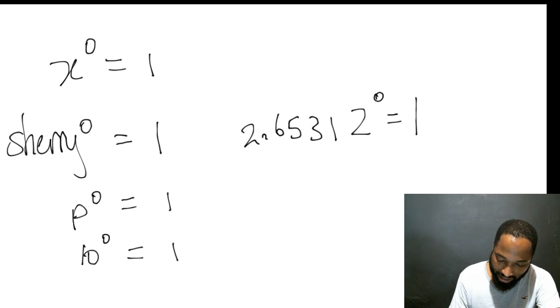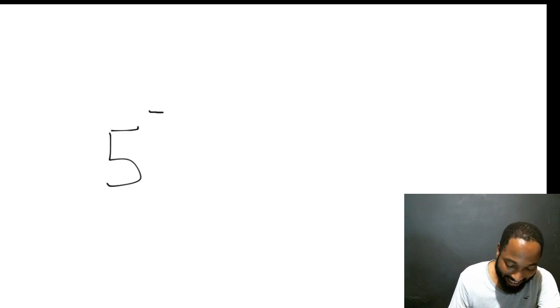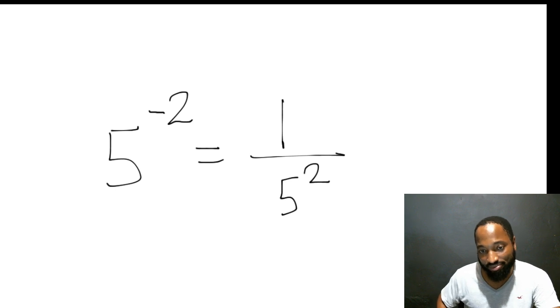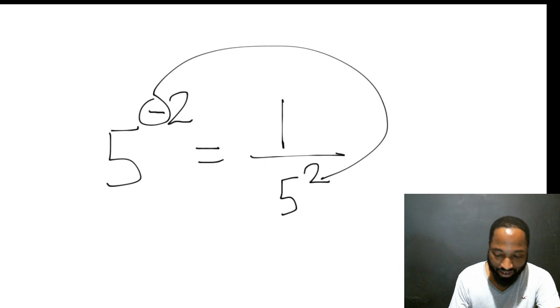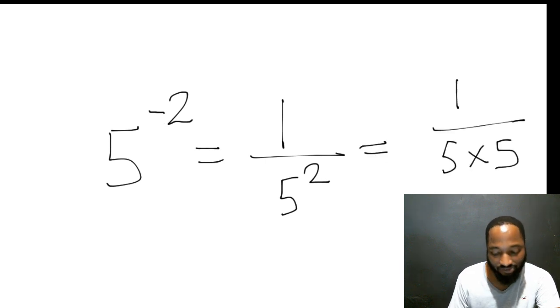Good thing is digital paper. It says 5 to the power of negative 2 is the same as 1 over 5 to the power of 2. So if I want to not have the negative sign, it needs to come underneath, which is the same as 1 over 5 by 5.